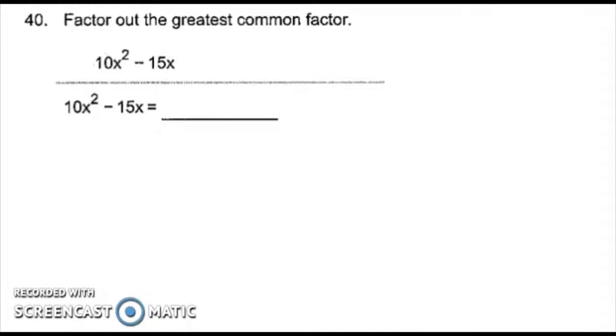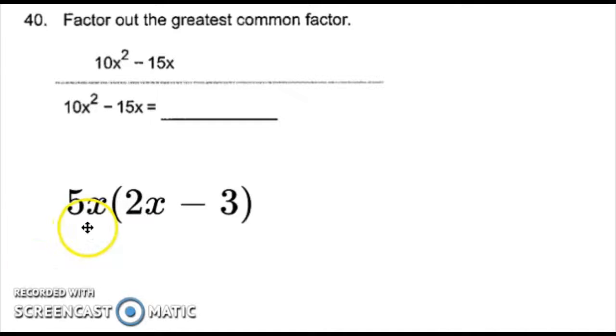Number 40, factor out the greatest common factor. So that's the number we can divide into both of these. The largest number we can divide into both of these is 5. And we can also take out an x. So 5x. Divide both of these by 5x. 10x squared divided by 5x is 2x. Negative 15x divided by 5x is negative 3. So my answer is going to be 5x times 2x minus 3. And that's your answer for number 40.